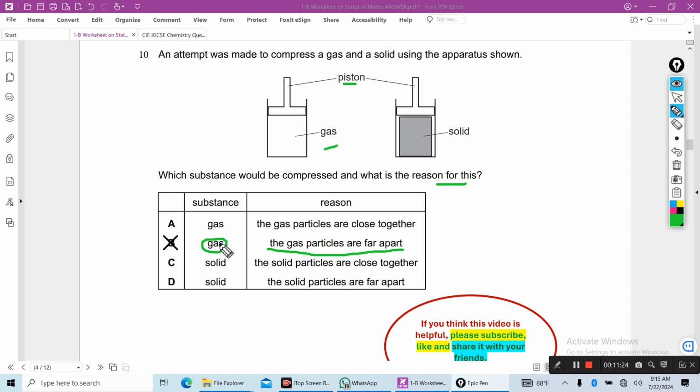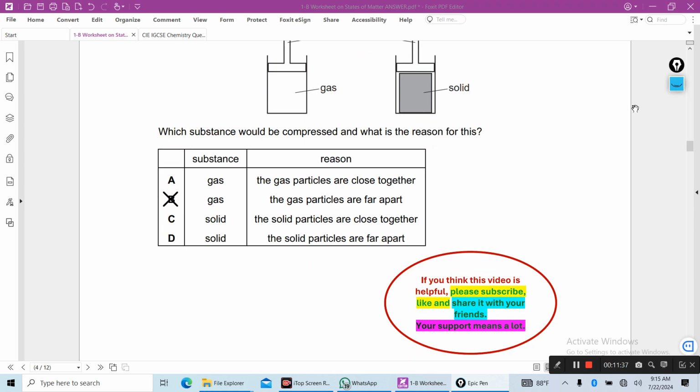So gas particles will be compressed. Why? Because the gas particles are far apart. When you give pressure, they become close together. B is the right answer. Why are the others wrong? The gas particles are close together: no, this part is wrong. C is wrong, not solid. So B is the right answer: the gas particles are far apart and the substance is gas.